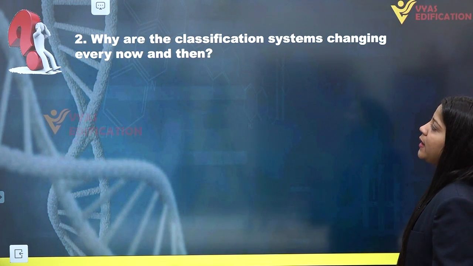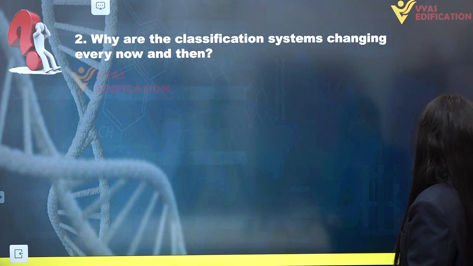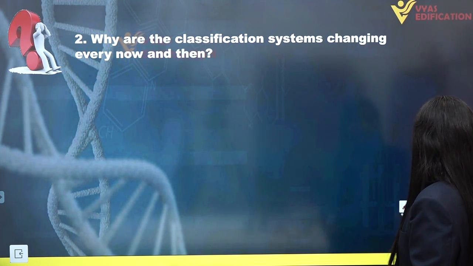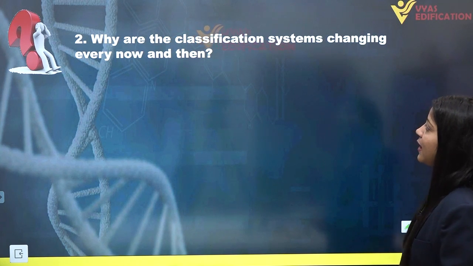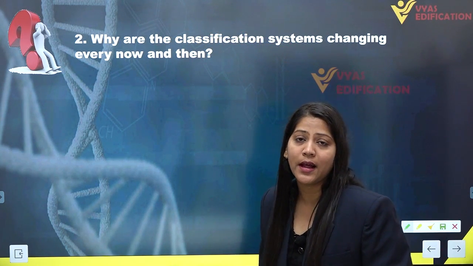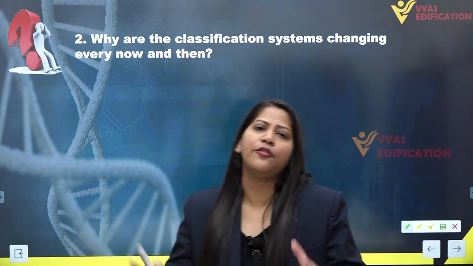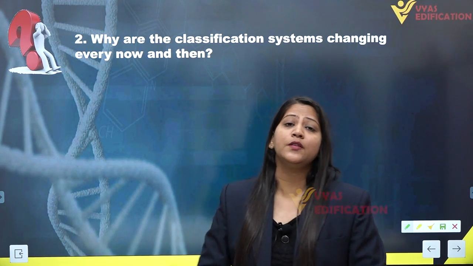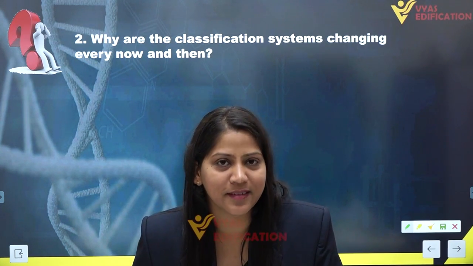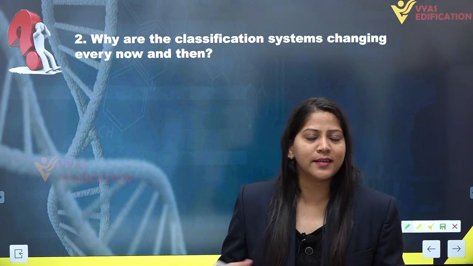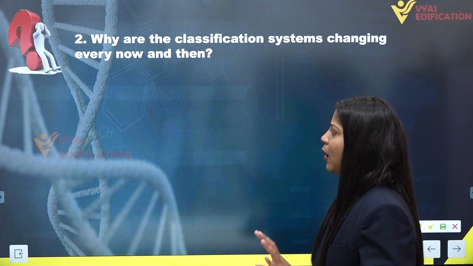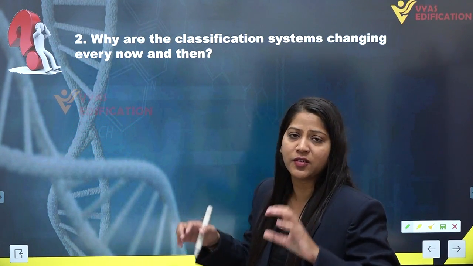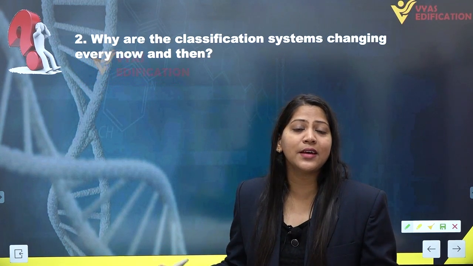The second question is, why are the classification systems changing every now and then? So the question is asking why the classification system is changing every now and then. We know that millions of plants, millions of animals and millions of microorganisms have already been discovered by scientists in the living world around us. The documented figure of species discovered to date is 1.7 to 1.8 million, which also represents the biodiversity of the living world.